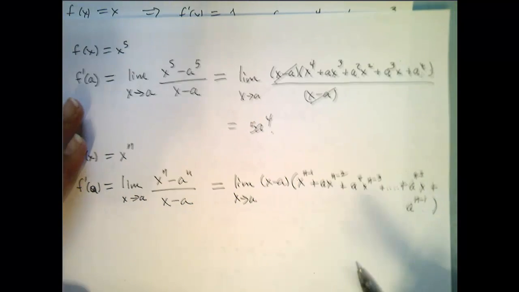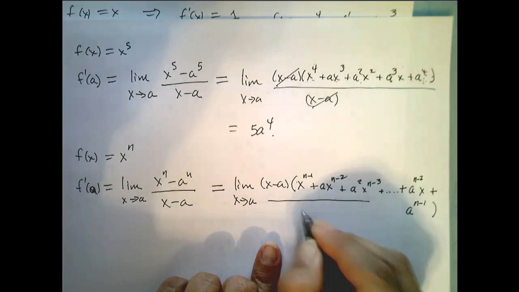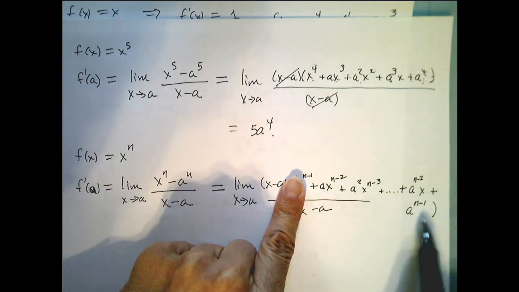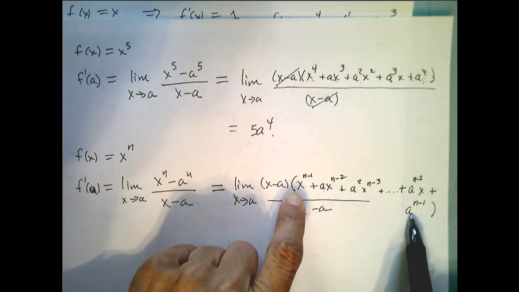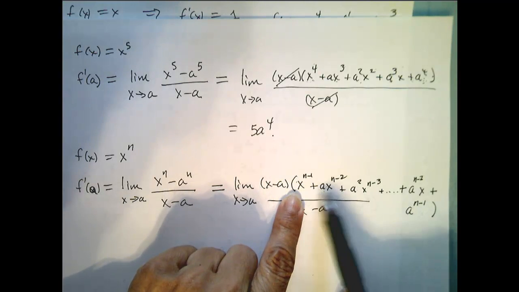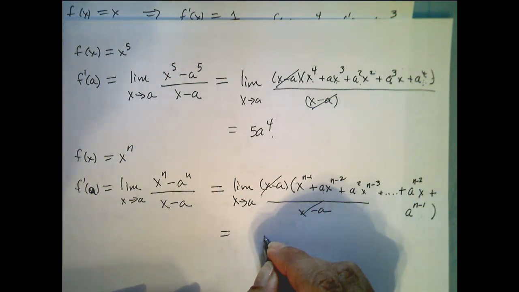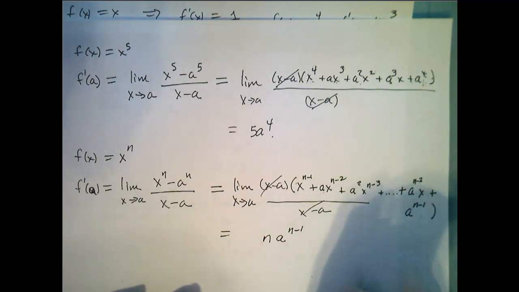If I plug in a for all of the x's, all over x minus a, I can see right here that I have n minus 1 terms that have a, and then this term, so I have n terms of a to the n minus 1. So this equals n terms of a to the n minus 1.